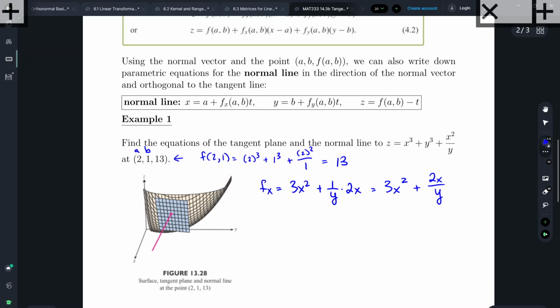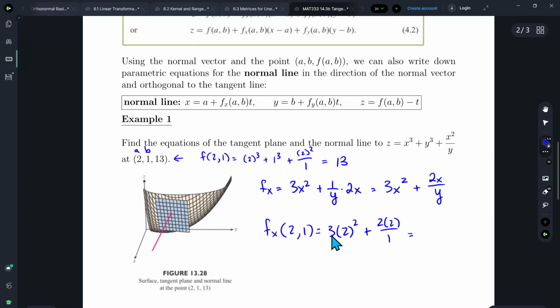And so for the tangent plane, we need to plug in the coordinates a and b and calculate it at this point, right? So let's do it now. So a is 2 and b is 1. So we plug those coordinates in. So we get this. And just calculating this, this is 4 times 3 is 12. 12 plus 4 is 16.